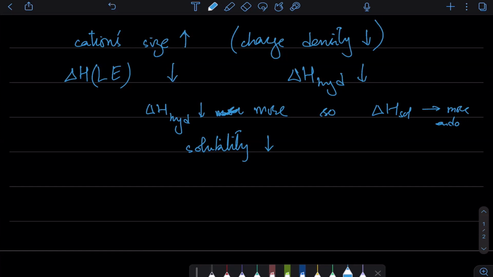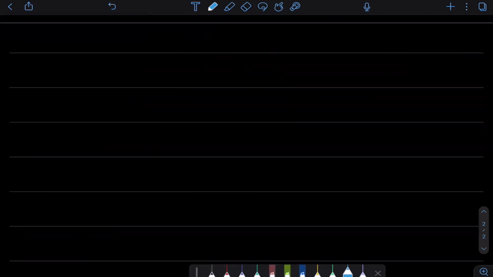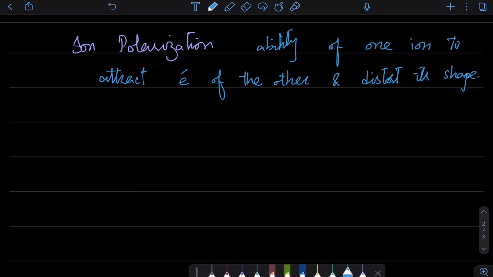The next thing, before we go into the next trend, here's something we need to understand. We need to know that ions can polarize other ions. And this is called polarization or the polarizing effect. So ion polarization is the ability of one ion to attract electrons of the other. It could be attract or repel as well, and distort its shape. Because all anions and all cations have a cloud, and that cloud can have different charge density, and because of that charge density they attract or repel electrons.